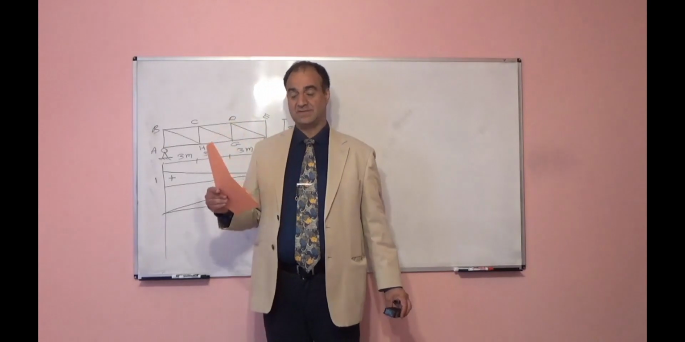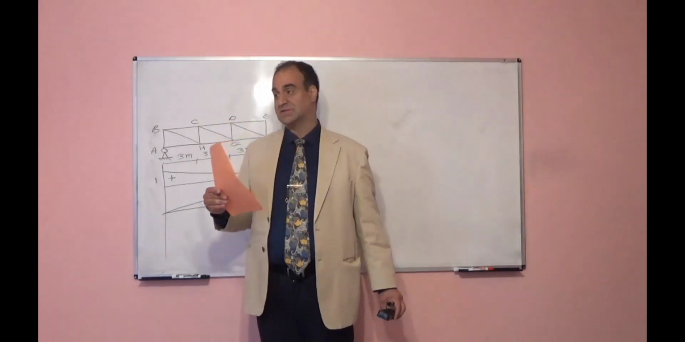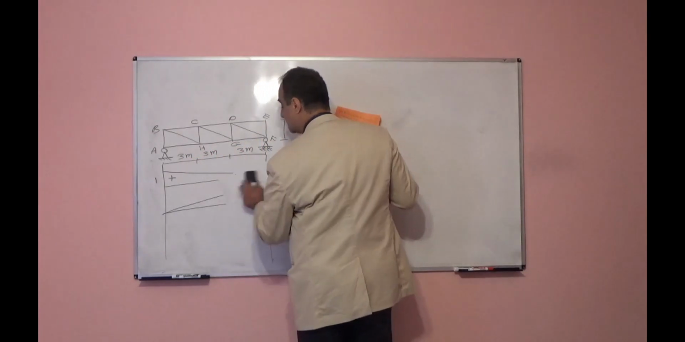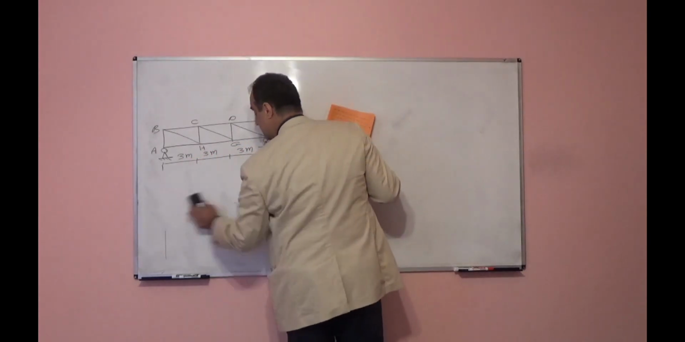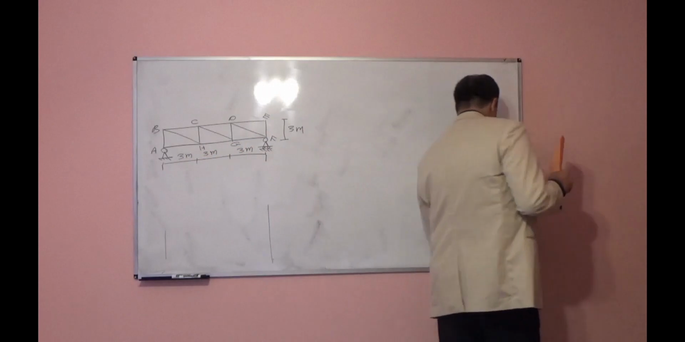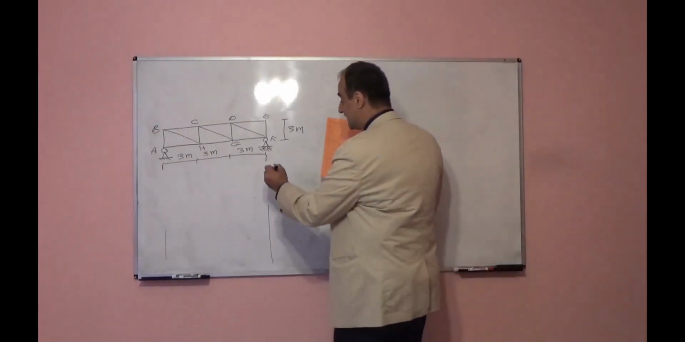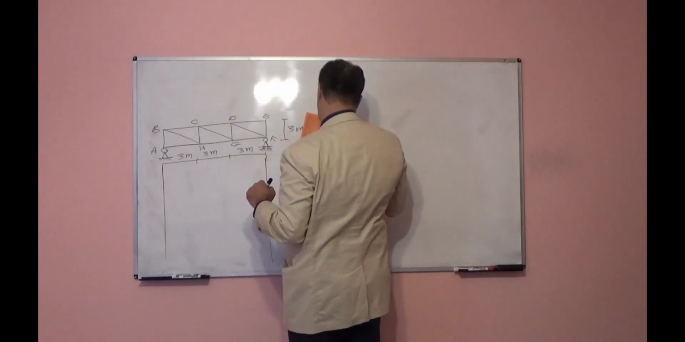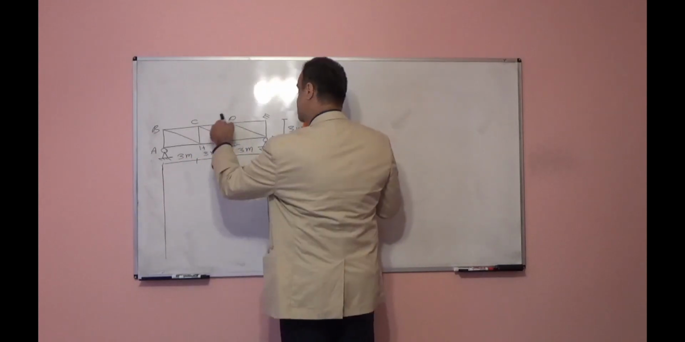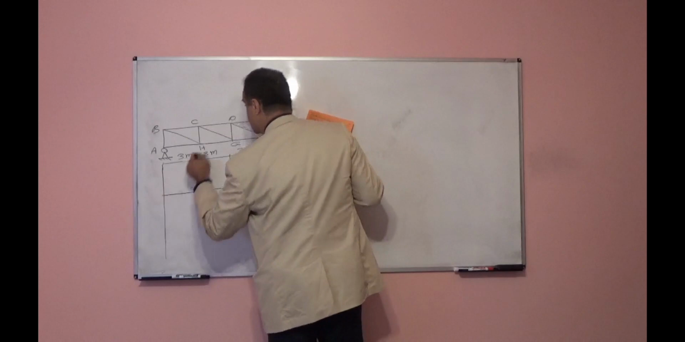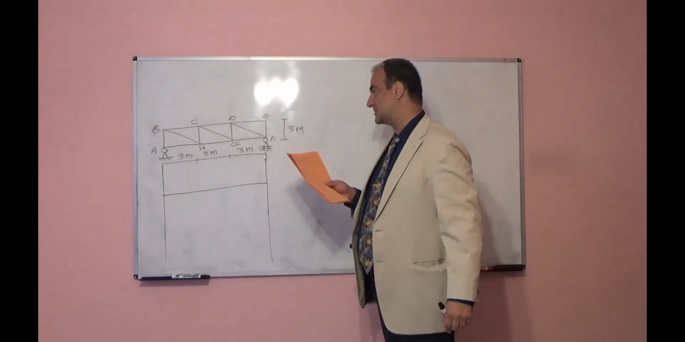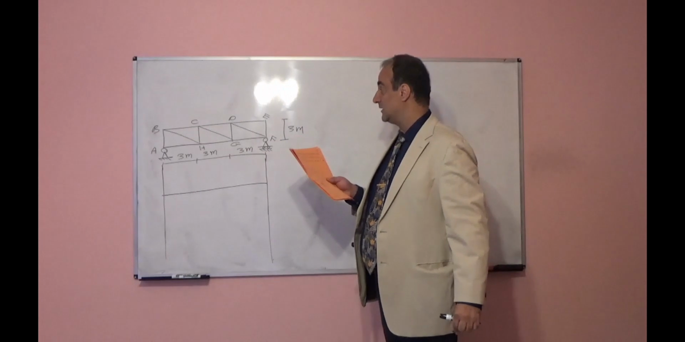Bending moment is equal to 0, shear force is equal to 0. So whenever we draw influence lines for members, we should draw them for axial force. Let's look at today, for example, the influence line for member CD, this member. I want to draw the influence line for axial force in that member.